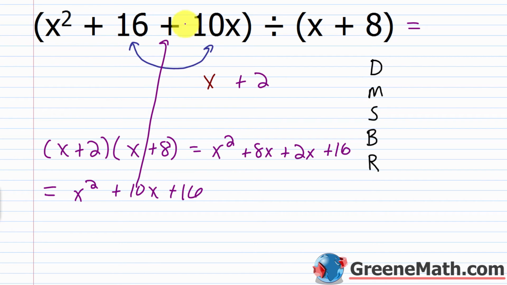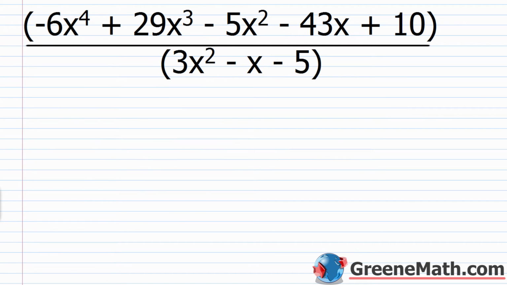It just looks a little different because this is not in standard form, and this is. But if I flip the position here of the 10x and the 16, I would get exactly that. All right, let's take a look at one more where there's not a remainder, and then I'm going to go through what happens when there is a remainder, and we'll just look at one example of that.